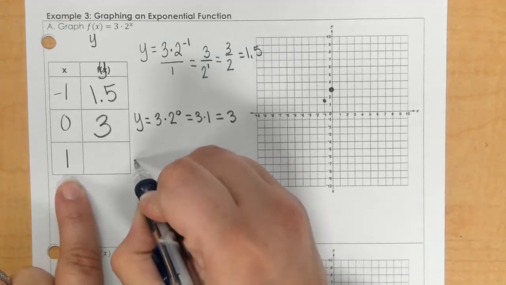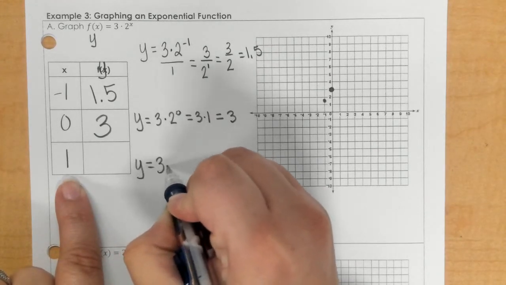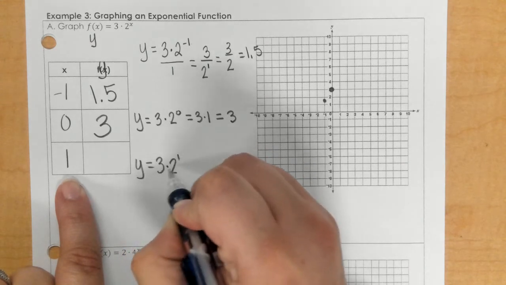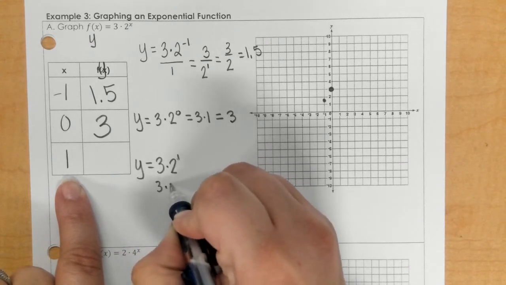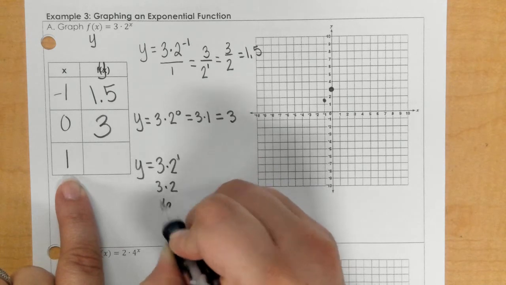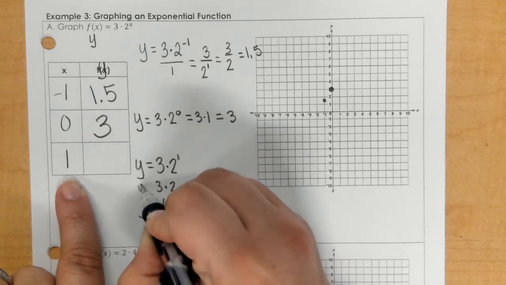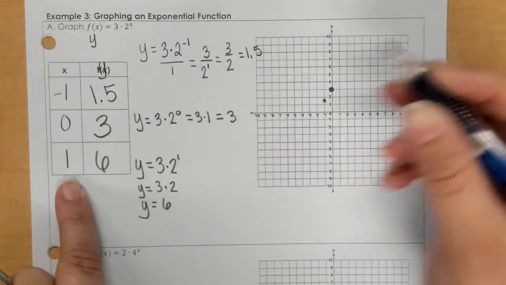And then lastly, I have a 1. So y equals 3 times 2 to the first power. 2 to the first is just 2. And 3 times 2 is 6. So we have 1, 6.